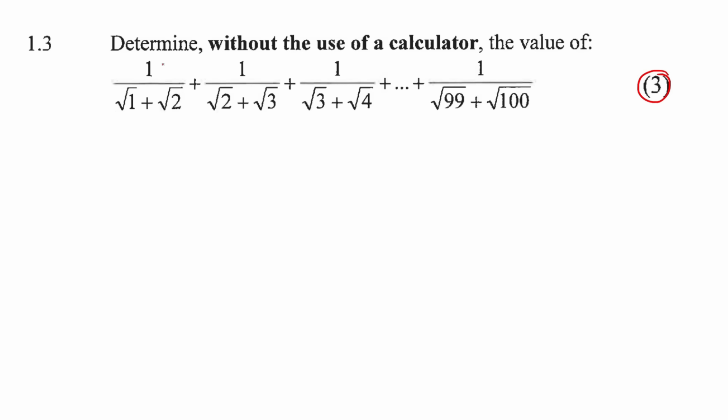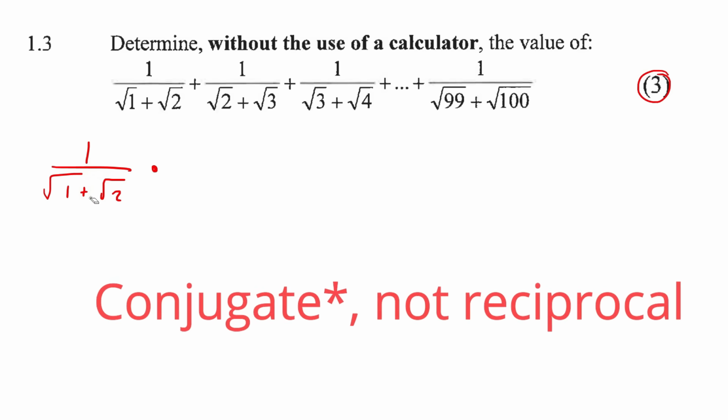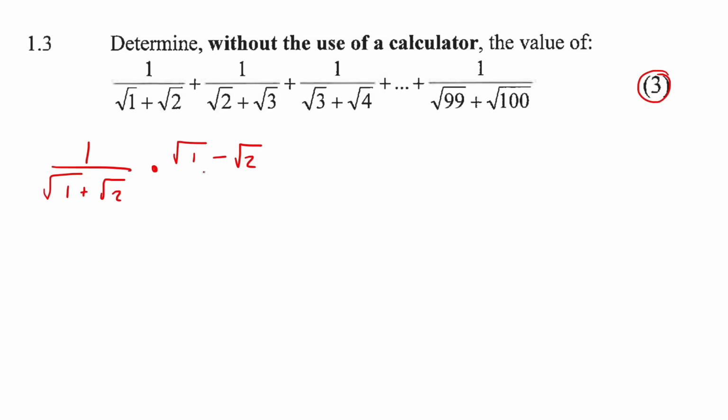So I'm going to take the first one, okay? Now, how would I rationalize that? Well, all you do is you multiply the top and the bottom by the reciprocal of this. So the reciprocal just means put the opposite sign in between, okay? And let's see what that becomes.